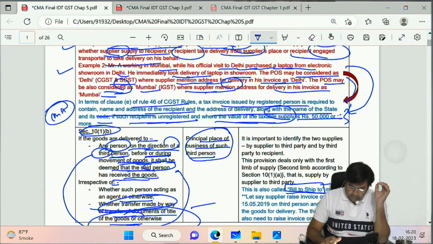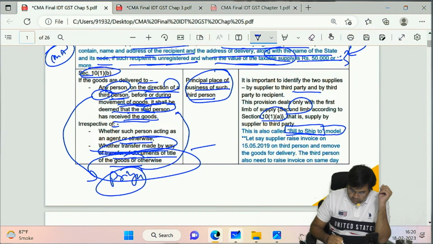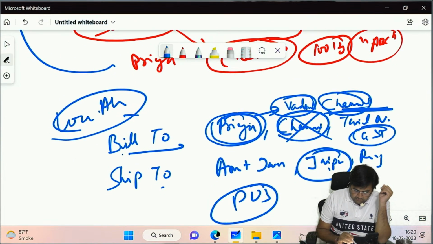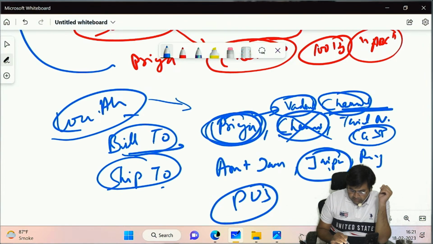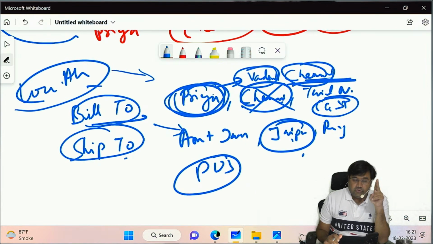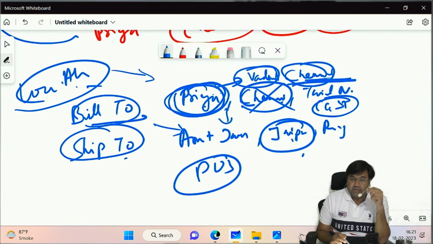Now remember, this takes care of only the first transaction. The second limb is going to be taken care of by section 10 subsection 1 clause A. What does it mean? In my example, what happened? In that bill to ship to model, the Ahmedabad guy is going to bill to Priya and deliver it to Amit Jain. Then there is also a second transaction. So this is the first transaction: Ahmedabad is selling to Priya, Chennai. Then Priya is selling to Amit Jain. So this is the second limb.